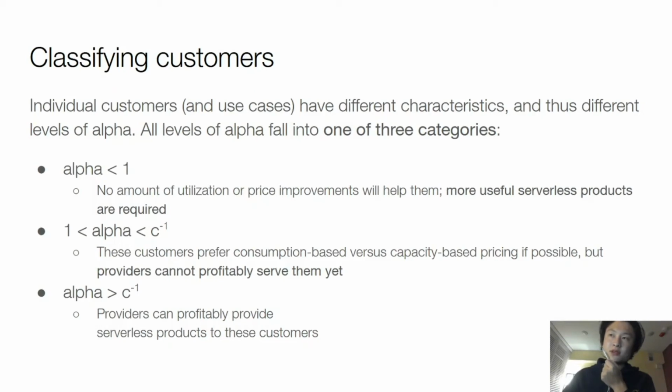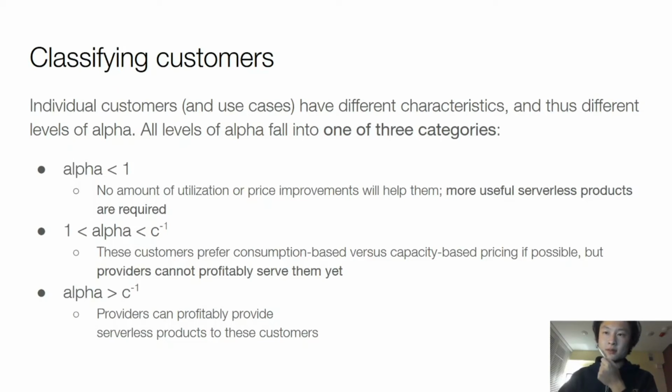The first thing we can do with this model is classify all the customers in the cloud computing market. Individual customers and their individual use cases can have different characteristics and thus different values for alpha, but we can still classify all of them into one of 3 categories. A customer can have alpha less than 1, which means that no amount of utilization or price improvements on the provider side will help them. For them to see serverless adoption, more useful serverless products are required.